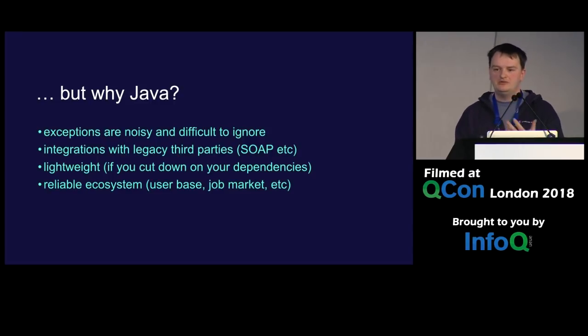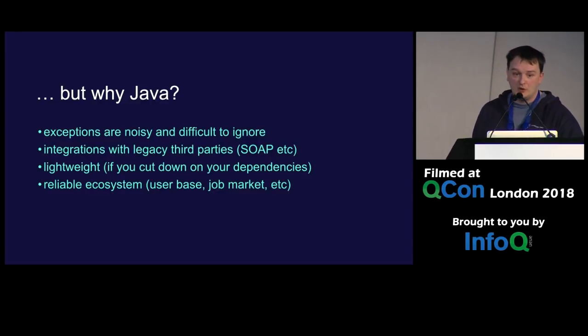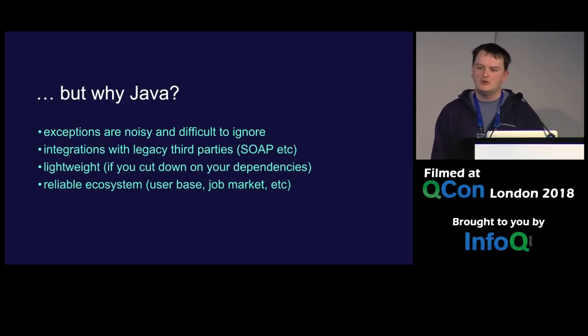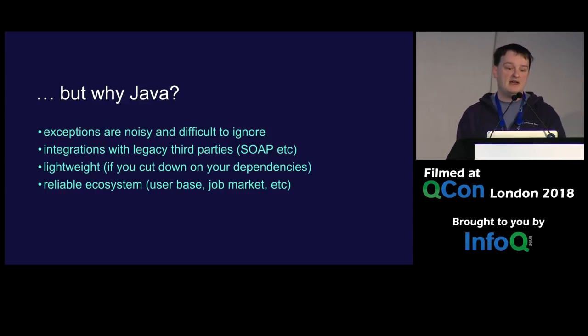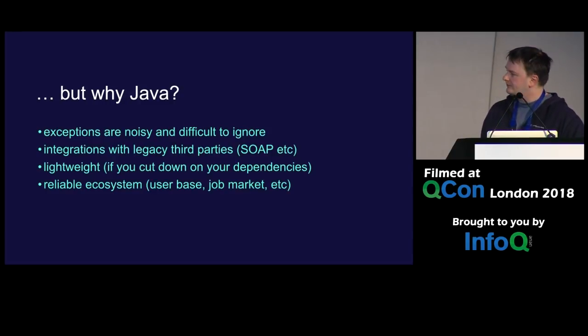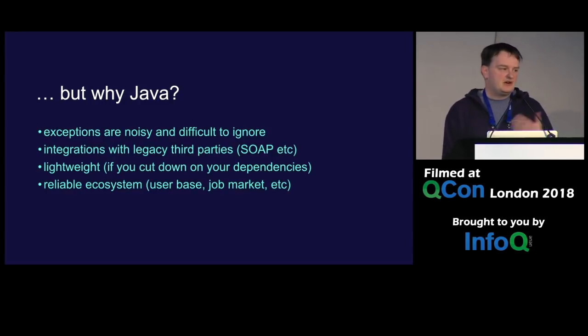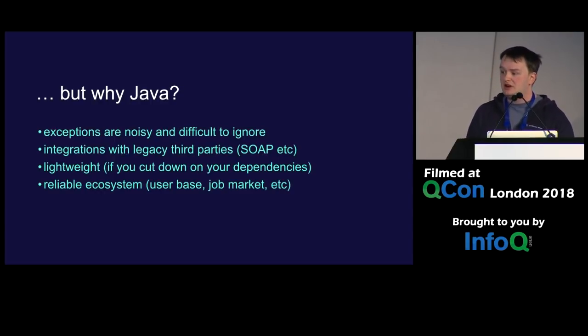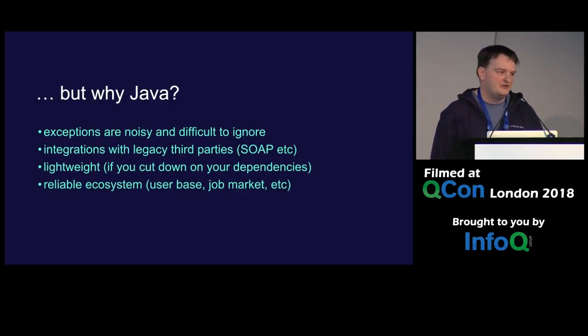You have to have explicit handling, whereas Java will merrily throw exceptions up into your logs for you, and you can measure that. And that's a key part of making sure that we spot errors quickly and are able to fix them. There are some other more minor points as well. It's easy to integrate with legacy third parties, and as you can imagine, there are a lot of those in banking.